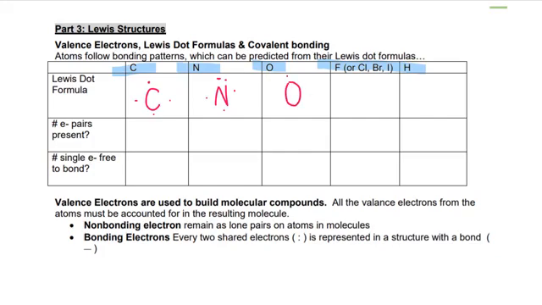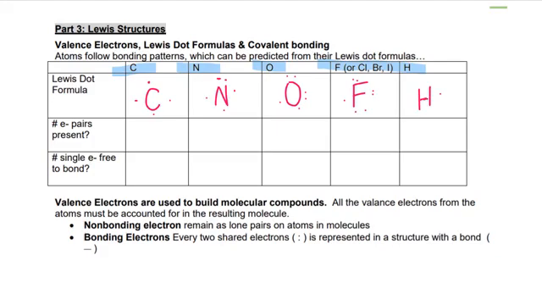Oxygen has 6. The halogens, fluorine, chlorine, bromine, iodine, all of those, we'll just use fluorine for an example, has 7. And hydrogen has 1.